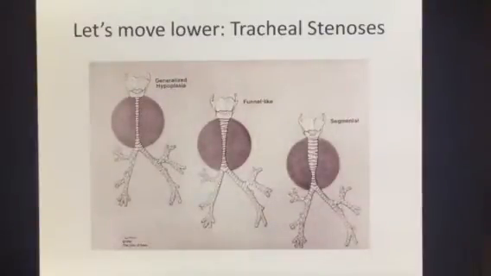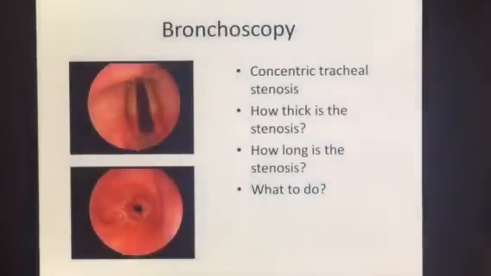Moving lower onto tracheal stenoses, you can see that there are various degrees of tracheal stenosis that you can deal with, and the degree of tracheal stenosis will dictate what type of procedure you need to do in order to expand it. So on bronchoscopy here you can see a view of vocal folds, and underneath is a severe tracheal stenosis. There is a good amount of distance between the glottis and the stenosis, and it can be anywhere along the trachea. So this shows concentric tracheal stenosis.